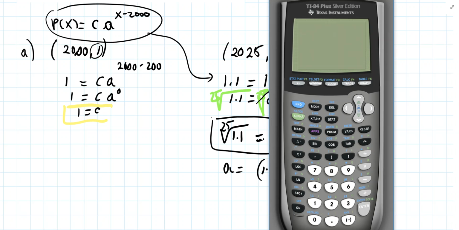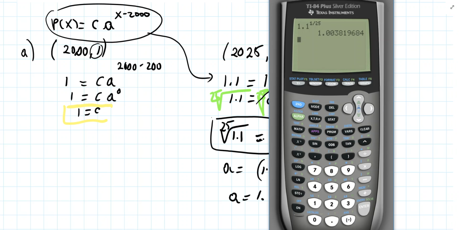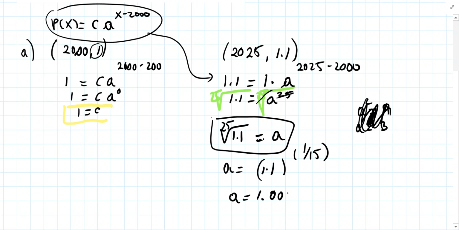So now when I go to my calculator, I put 1.1 to the power 1 over 25, and it equals 1.0038. So A equals approximately 1.0038. All right, so this is part A.